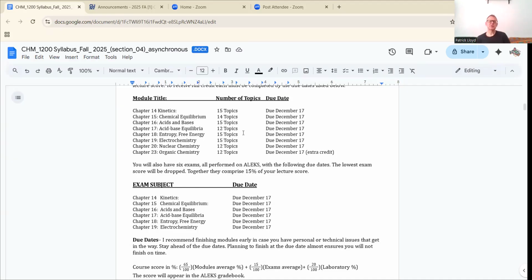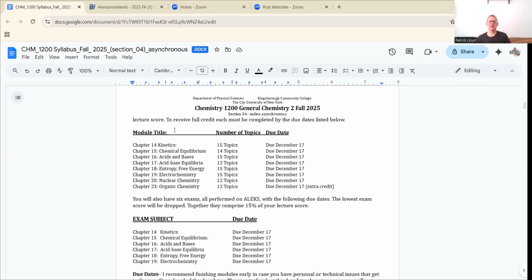Okay. So here's what we have here. The first thing we call the modules. You can just call that a homework assignment. And if you look through here, there's 8 of them. The last one is extra credit. Chapter 23, organic chemistry, is not a requirement for this course. It's extra credit, but it will increase your score if you do it.